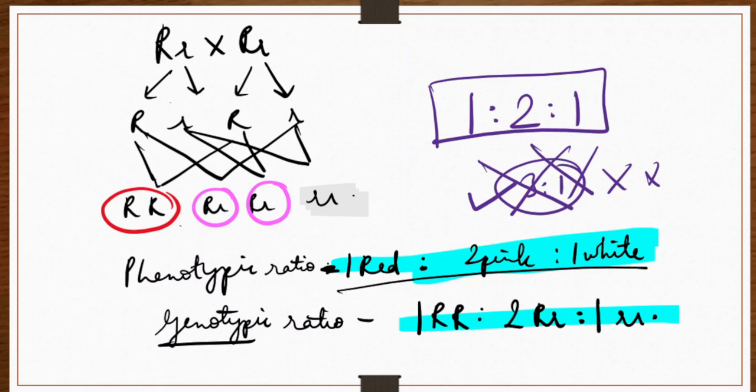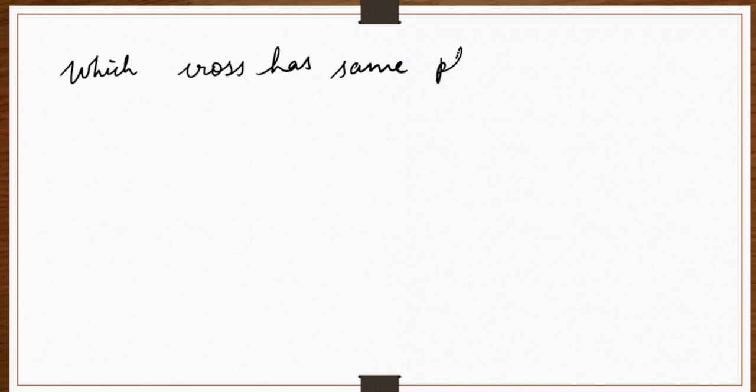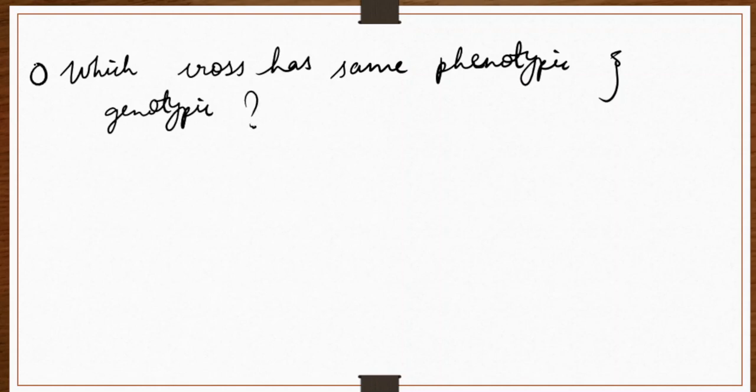So this is entirely about incomplete dominance which we studied, and it will be a question asked in any entrance exam: which cross has the same phenotypic and genotypic ratio? So which is this cross, if this is the question?